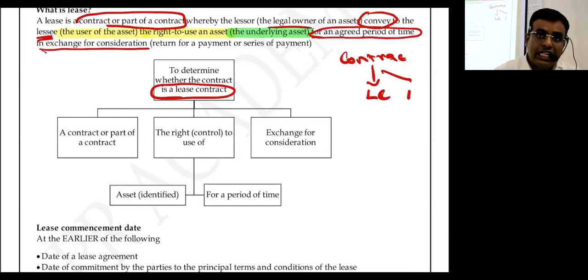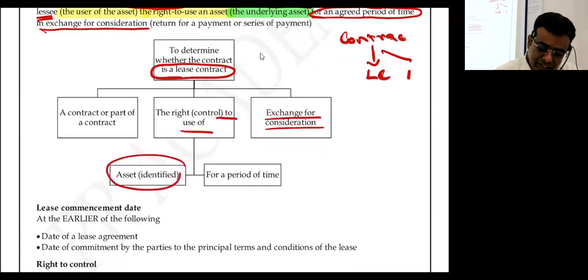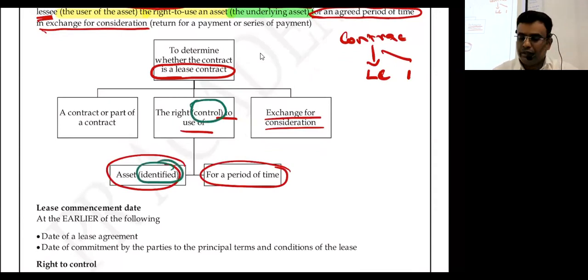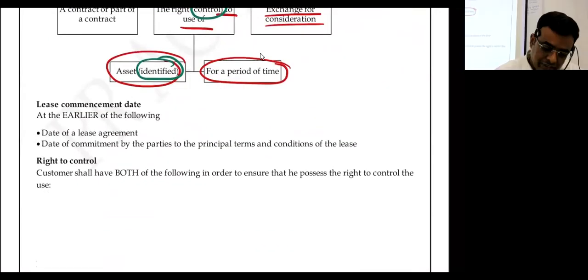A contract or part of a contract. Determine whether the contract is a lease contract. Now, the rights to use, in exchange for consideration. The asset should be identified and for a specific period of time. Here you should know what is controlled, what is identified, and one more item. Shall I move forward? Lease commencement date I will discuss later.